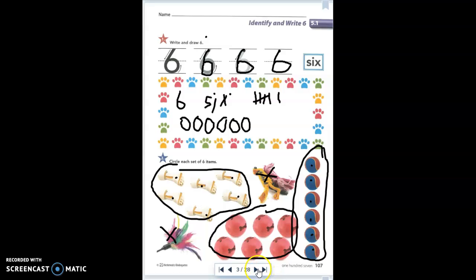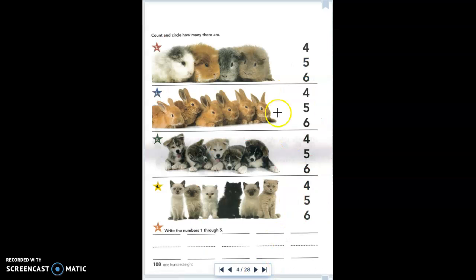Let's turn our page over and continue to practice. So in the rows that they've given us, I need to count how many animals there are in each row and circle the correct number. So these guys look like maybe guinea pigs. 1, 2, 3, 4. 4 guinea pigs. I need to circle the number 4. Next I have rabbits. 1, 2, 3, 4, 5, 6.